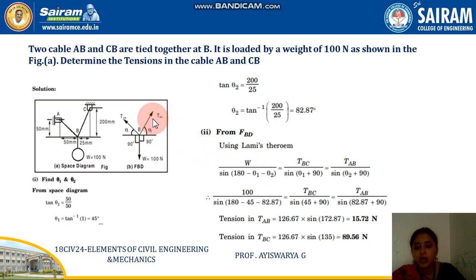And the next one is T suffix BC, right. T suffix BC has the opposite angle of theta 1 and 90 degrees. So sine of theta 1 plus 90. Again TAB divided by sine of 90 plus theta 2, right. Just substitute it. So you will be getting the tensions TAB and TBC, right. So by using this Lami's concept, we can easily find the tension in cable AB and cable BC.